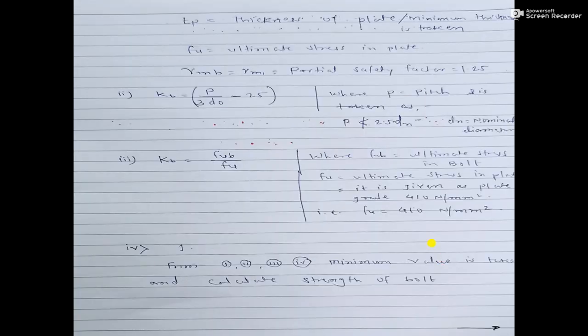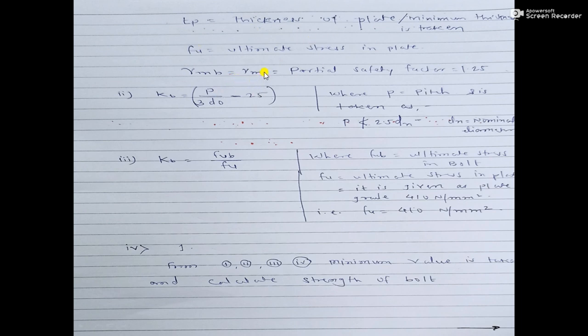The next, TP is nothing but the thickness of the plate. Suppose there are two plates which are connected, take the thickness of the plate which is the minimum thickness. Then Fu is the ultimate stress in the plate.